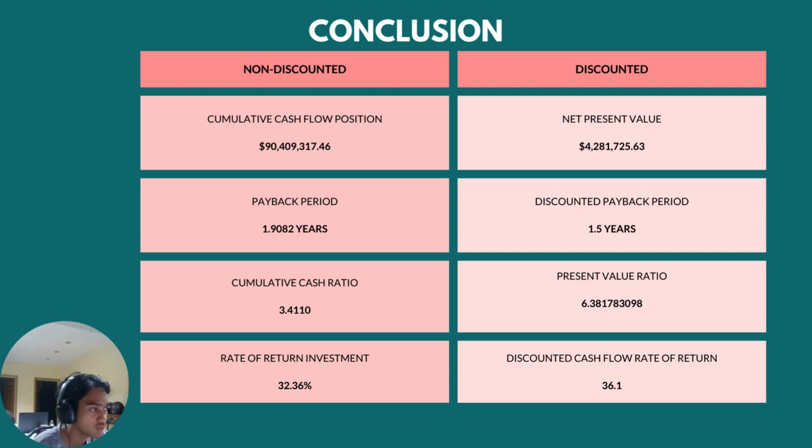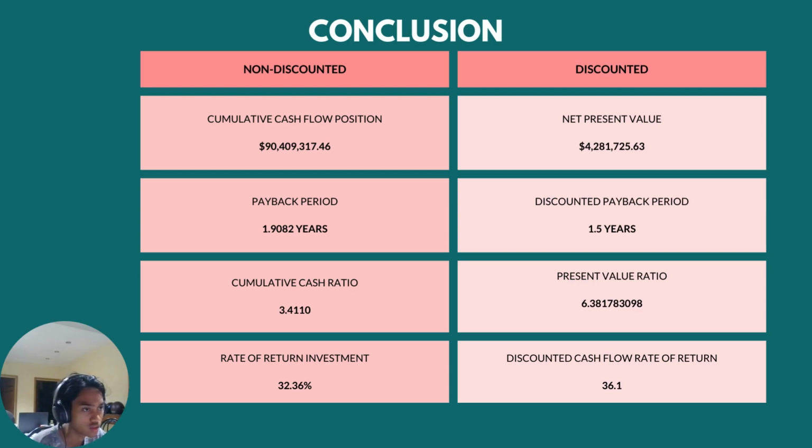So NPV measures the net value of an investment by subtracting the present value of cost from the present value of benefits. So positive values indicate profitability. So for payback period, non-discounted is 1.9 years, a little bit longer than discounted, which is 1.5 years. So discounted is a much shorter period than non-discounted.